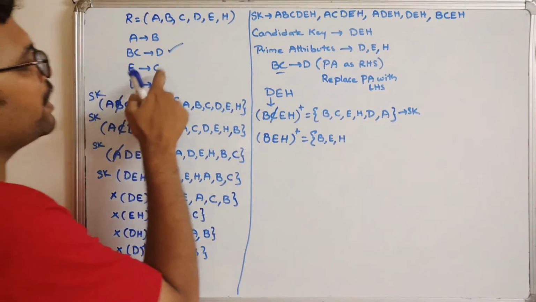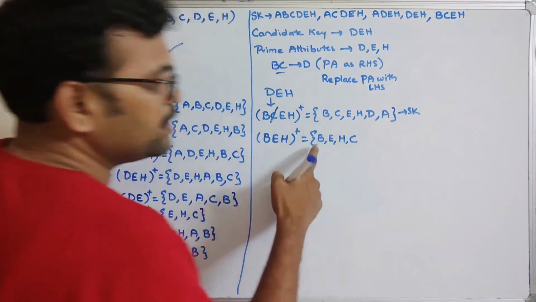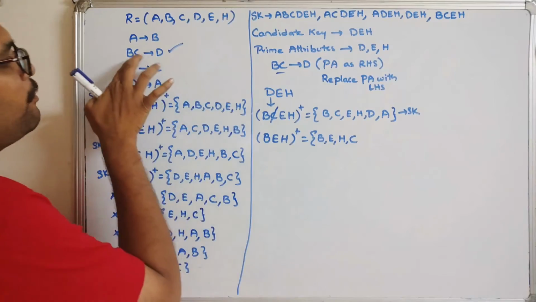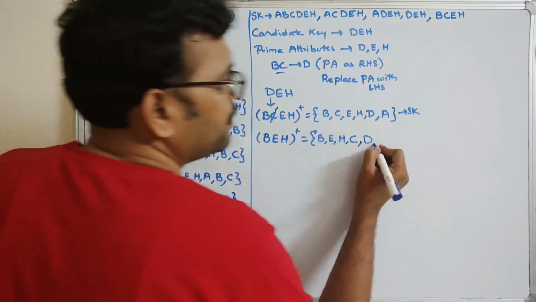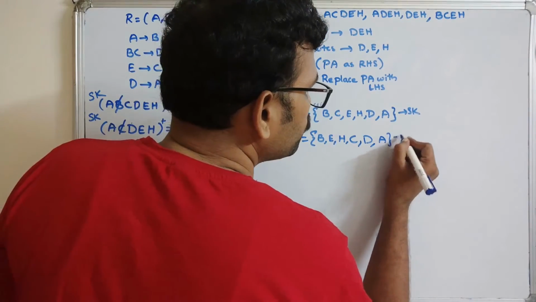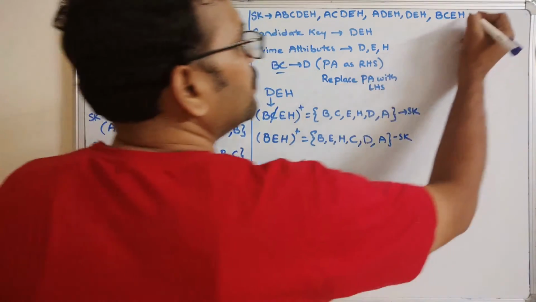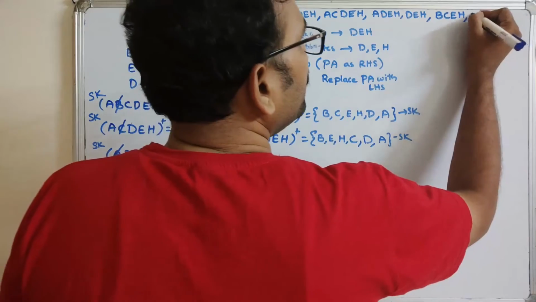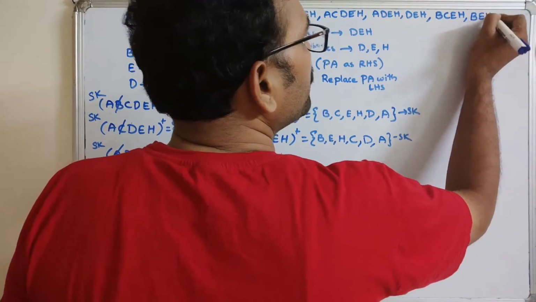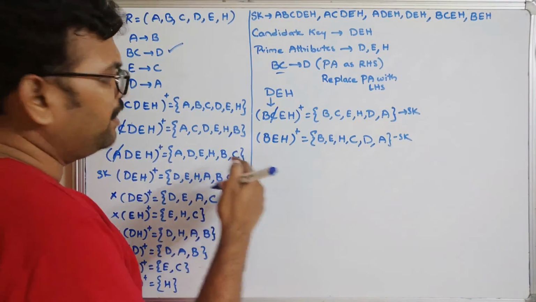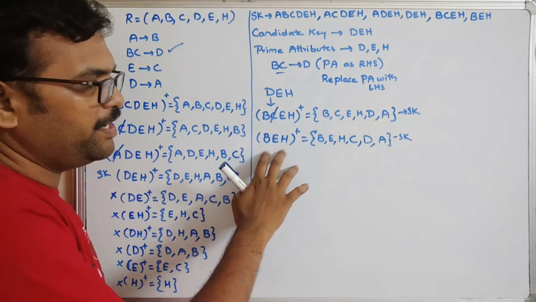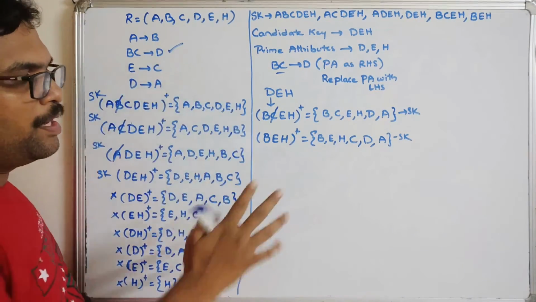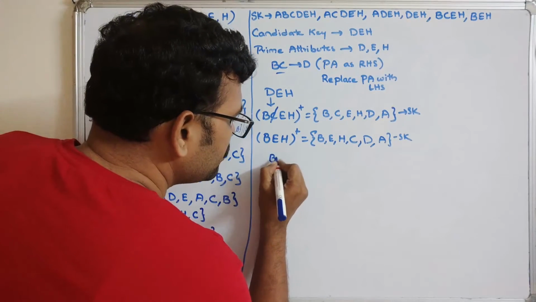And if you know E, we can get a C. So now the resultant set we are having B and C. With the help of BC, we can get a D. And if you know D, we can get A. So this is also a super key. So BEH is also a super key. Again, is there any chance of reducing further of this particular BEH? No. Now again, find out the combinations.